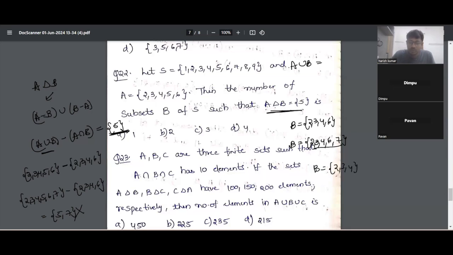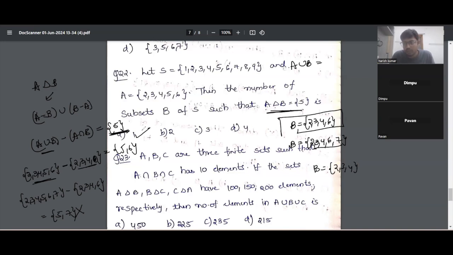Now the next question could be, can I take B as only 2, 3, 4? I cannot do this as well, because in A union B I'll get 2, 3, 4, 5, 6, and if the intersection is only 2, 3, 4, then I'll get 5 and 6. So there is only one possibility for B, and that is 2, 3, 4, 6. So option A will be my right answer.